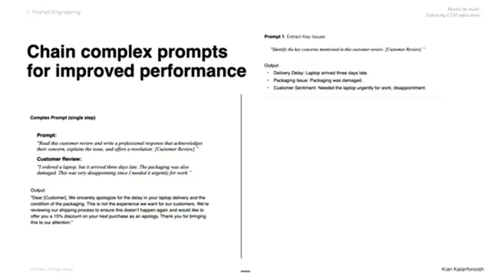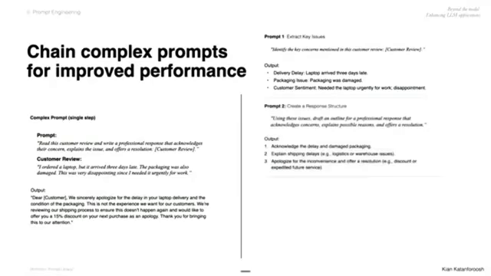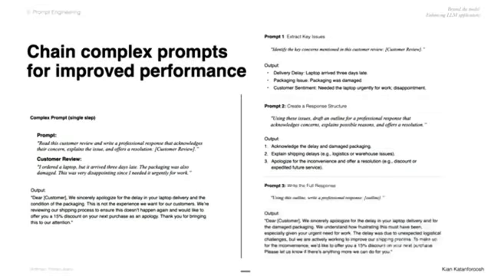Let's say the first prompt is: extract the key issues. Identify the key concerns mentioned in this customer review, and paste the customer review. Second prompt: using these issues, so you paste back the issues, draft an outline for a professional response that acknowledges concerns, explains possible reasons, and offers a resolution. Prompt number 3 is not write the full response. It's: using the outline, write the professional response. And then you get your final output.